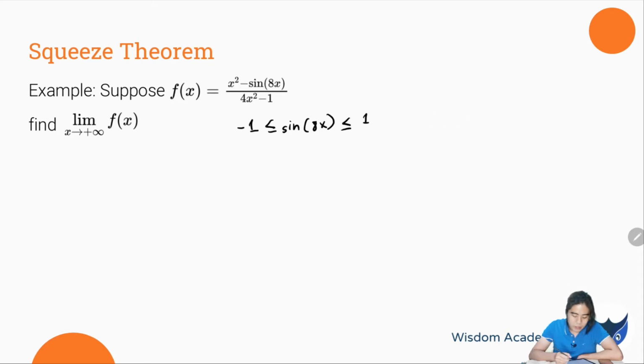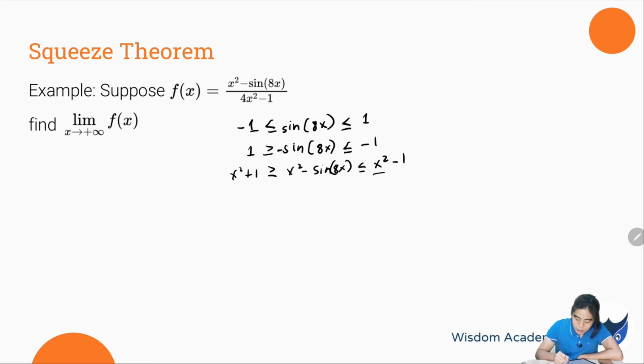Okay? So, since minus sign yung nandito sa sign, so multiply lang natin siya by negative 1. So, this will just be, then we add x squared to all sides. Then we divide all sides by 4x squared minus 1.